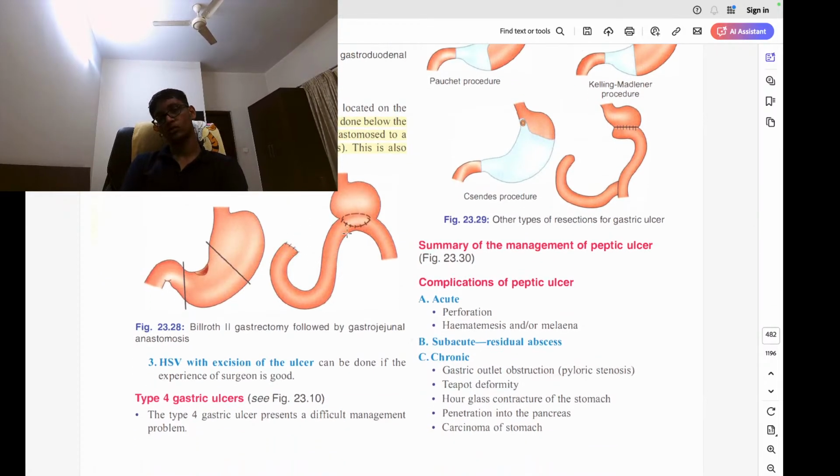This part is removed and this part is attached to the jejunum. Then HSV, highly selective vagotomy with excision of the ulcer can be done if experienced in it.